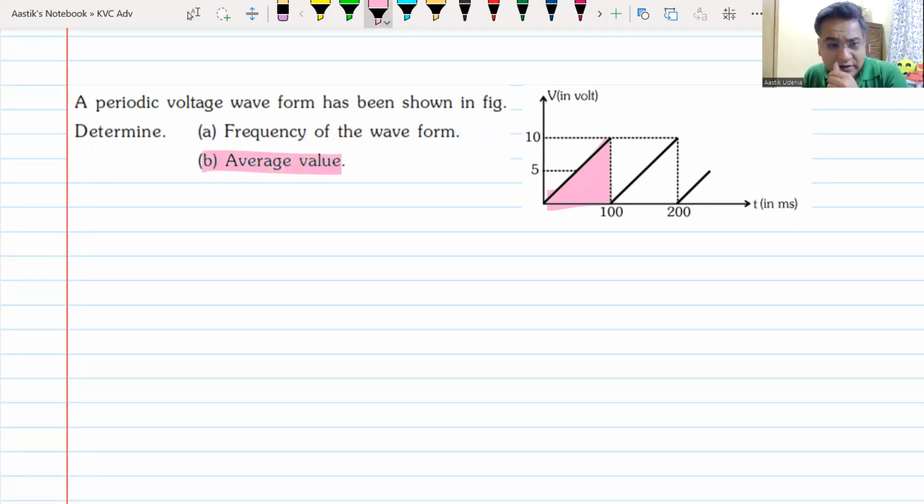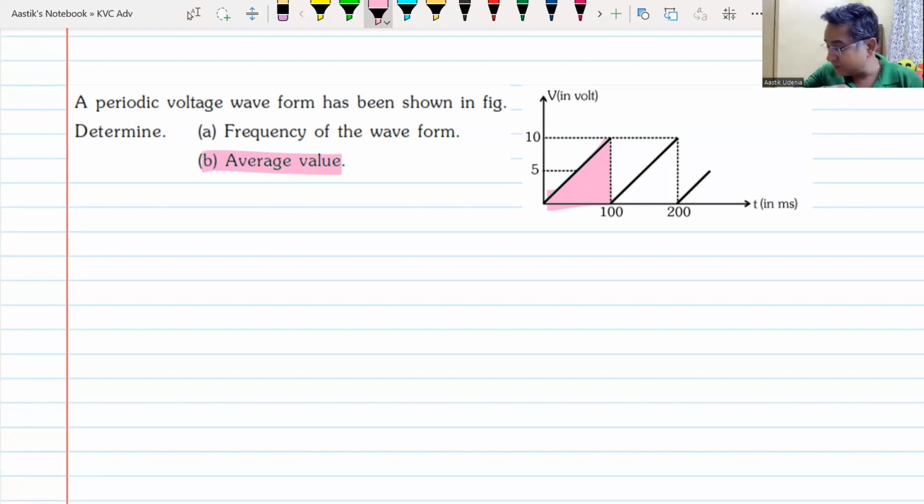Frequency, you just have to find out after how much time is the wave repeating. And after how much time is the wave repeating? It is repeating after 100 milliseconds. 1 by 100 becomes your frequency, that is 10 hertz. Do we understand this? Yes, sir. That is correct. So I think we have understood this.